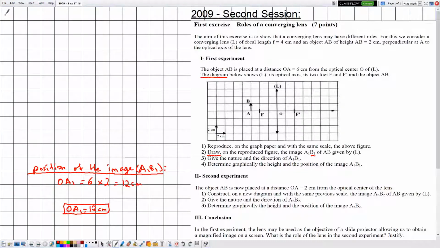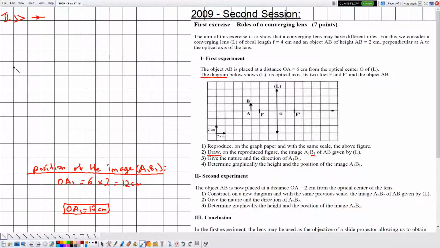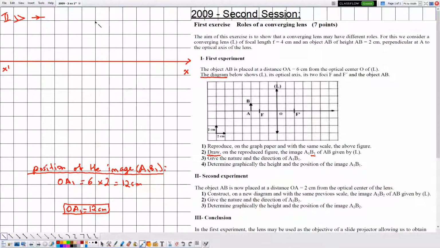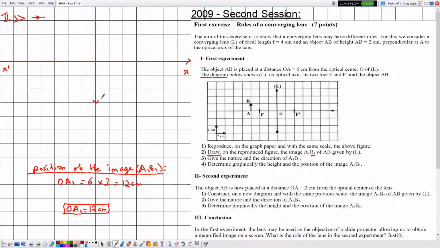So now we are in the second experiment, part 1. Then let's construct the new optical system. The direction of propagation of light is taken to be from left to right. And whenever we need to construct the optical system, we always start by drawing the optical axis at the center, having the same direction, which is from left to right. So this is x prime, this is x. Then we place the lens L perpendicular to the optical axis at the center, using the correct symbol of a converging lens. So the intersection between the optical axis and the lens L is the optical center O.